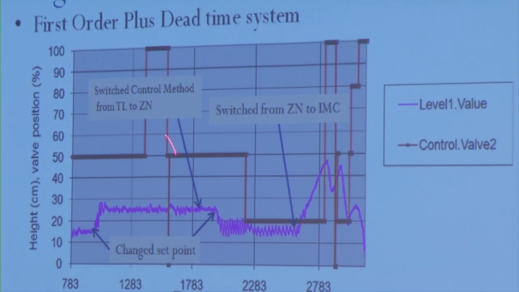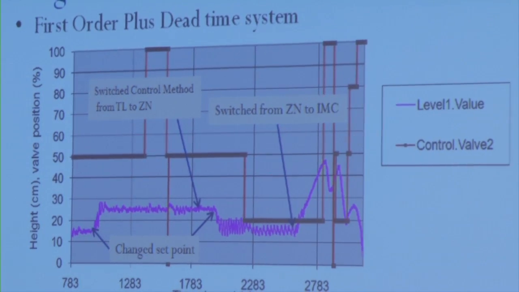We also switched tuning method from Tyreus-Luyben right here to Ziegler-Nichols, and the system, as we expected, maintained the set point. We had an issue with the IMC tuning method, because when we switched from Ziegler-Nichols to IMC, the system would adjust and it moved to 0, as you can see from here.